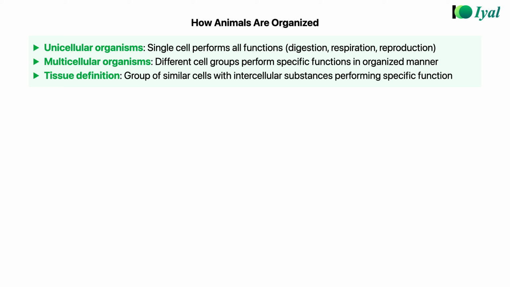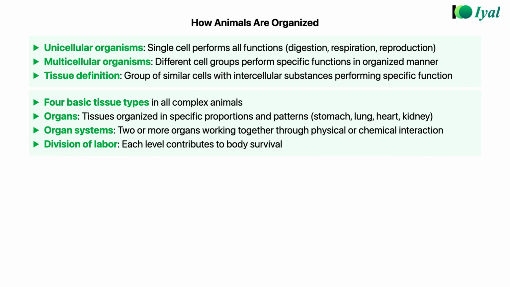When you have groups of similar cells working together with some material between them to do a specific job, that's what we call a tissue. It's the first level of organization beyond individual cells. Here's something that might surprise you. No matter how complex an animal is, its entire body is made of just 4 basic tissue types.